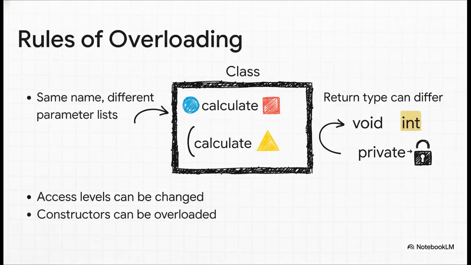So here's the main takeaway for overloading, the thing you really need to remember. It is all about the method signature. You have to have the same name, but the list of parameters has to be different, either a different number of them or different types. And as you can see, other things like the return type can be different too.